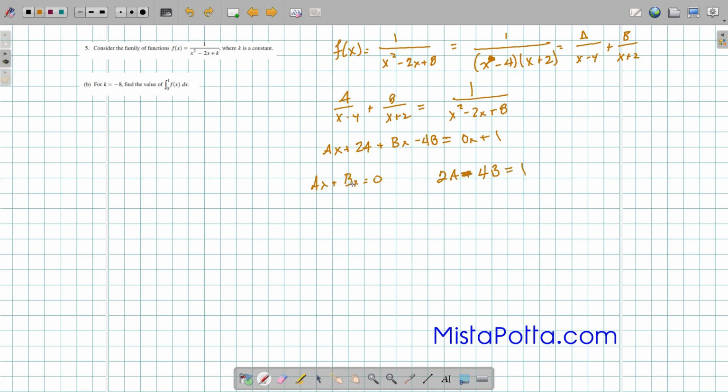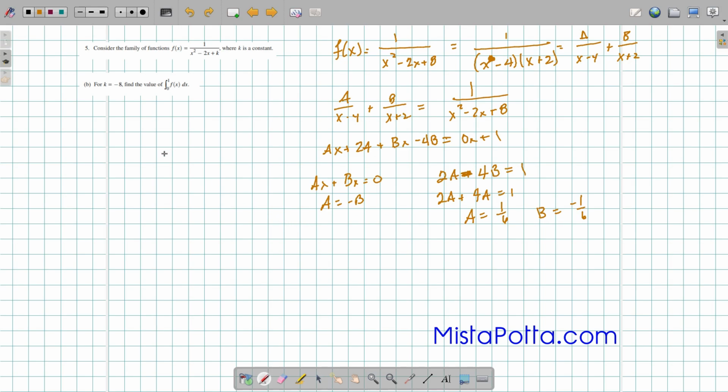Of course, this is not going to help as much as this will, because over here I could say that a equals negative b, and that means that wherever I see a negative b, I can replace it with a. So I end up with 2a plus 4a equals 1, so a equals 1/6, and b has to be the opposite of that, so b has to be negative 1/6.